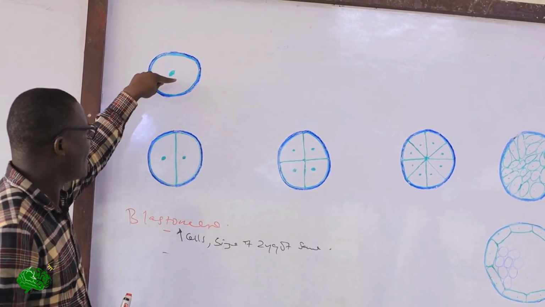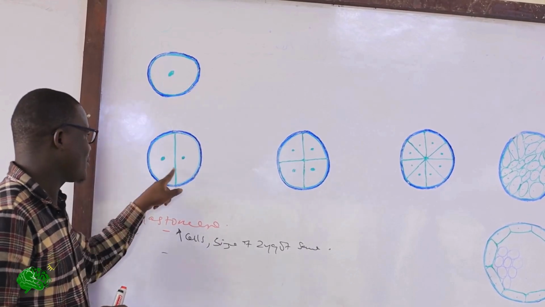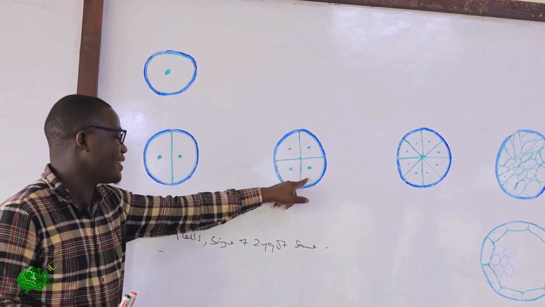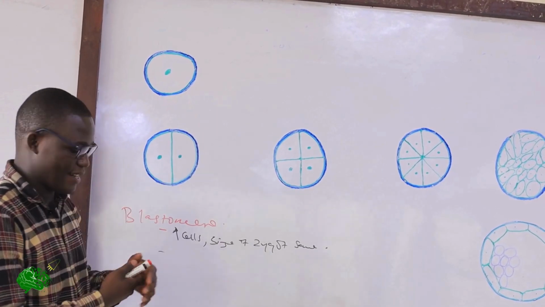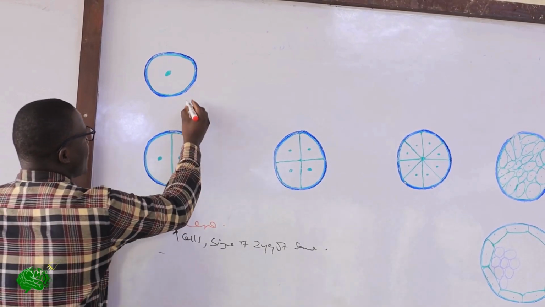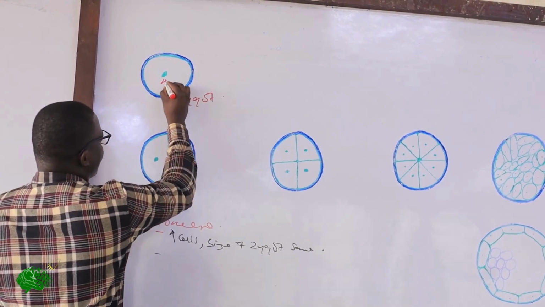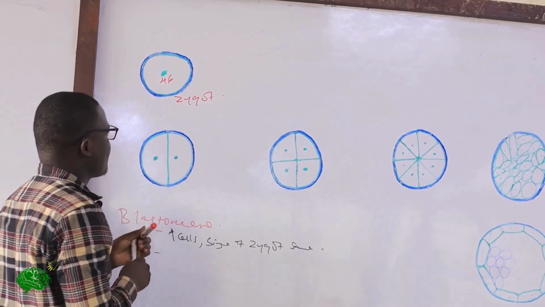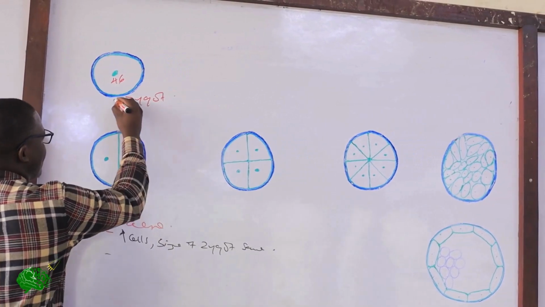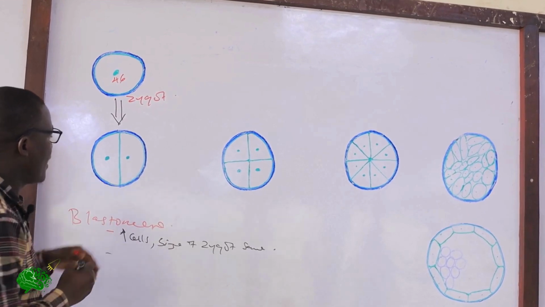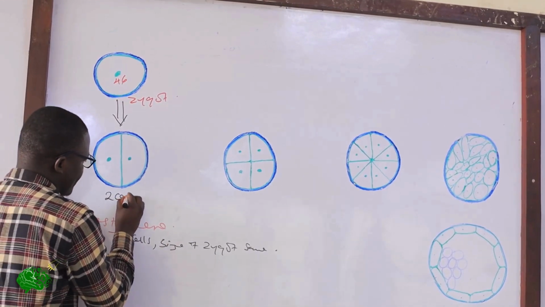For example, this is the one-cell state, and this is the two-cell state. The cells are smaller than here. This is the four-cell state. The cells are smaller than here. After fertilization, we form what we call a zygote. This zygote has 46 chromosomes. The zygote enters into a series of mitotic divisions and forms two cells.